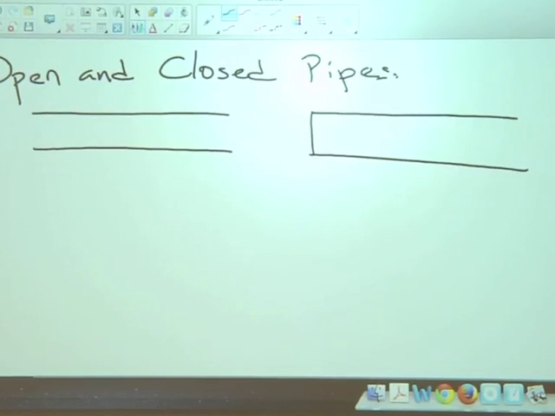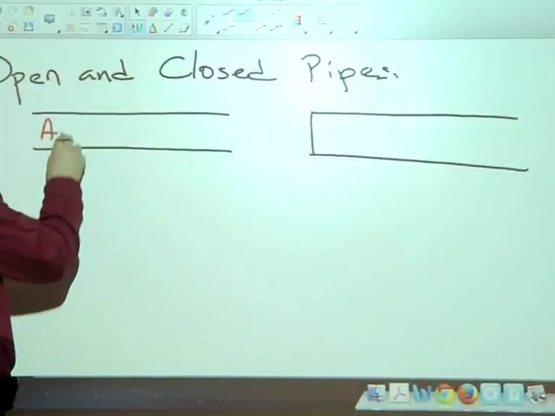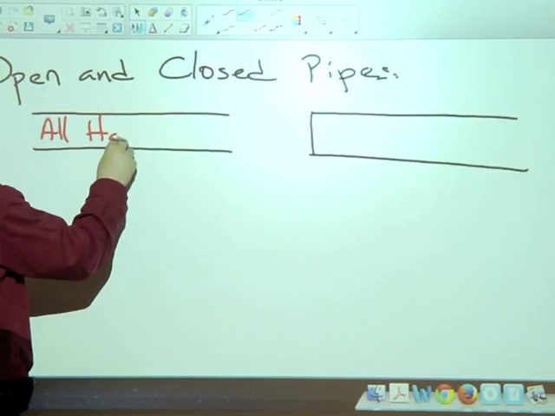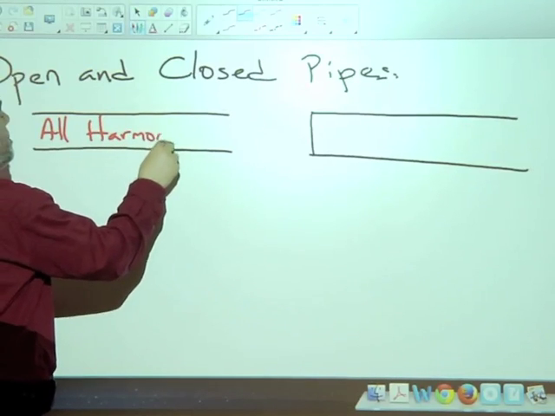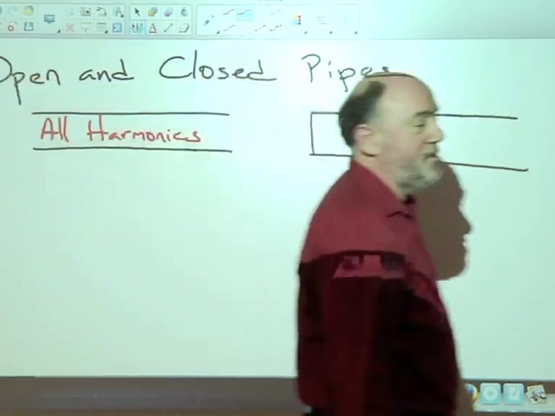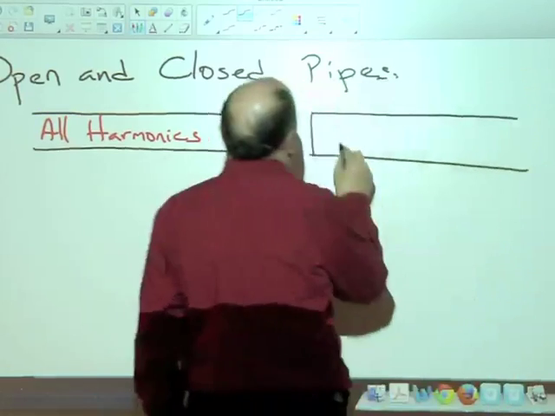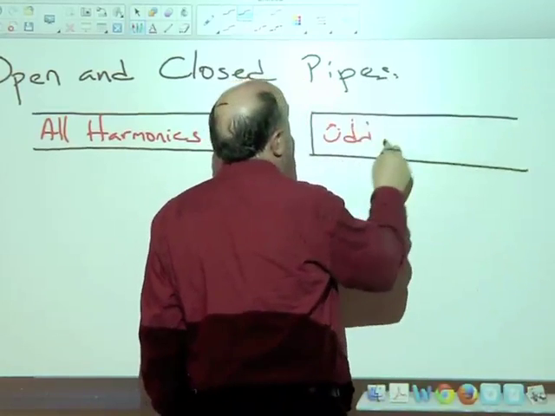And then there are some fundamental differences between the two and what you get out of them. So in an open pipe, in this pipe, we can get all harmonics: first, second, third, fourth, so on, are present. In a closed pipe, you only end up with the odd harmonics.